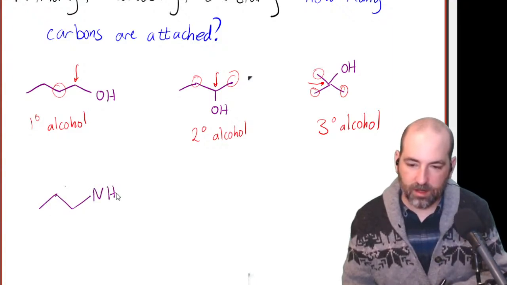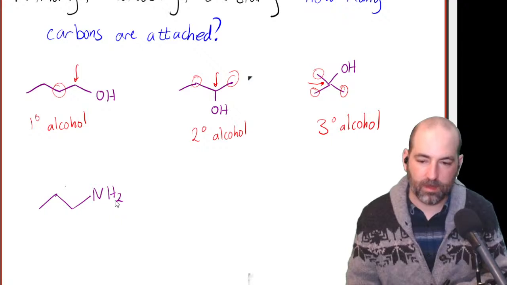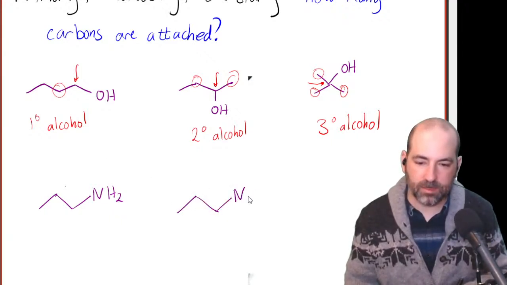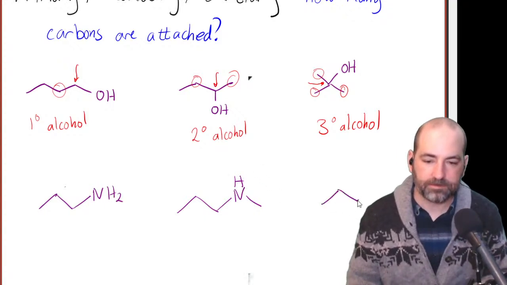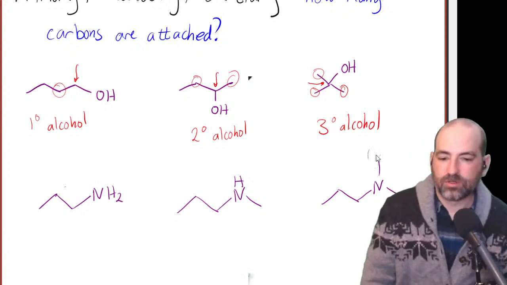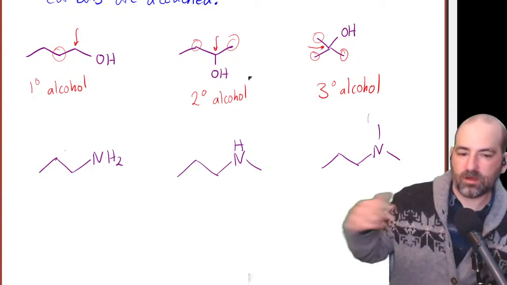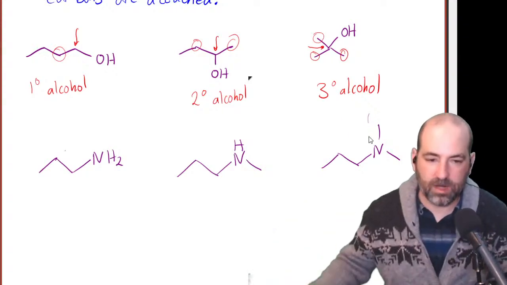So here's our primary amine. A secondary amine actually has 2 carbons coming directly off of the nitrogen. And a tertiary amine has 3 carbons coming off of the nitrogen. And I just drew like one, just a CH3 coming off here, but it could be some bigger chain or a ring or whatever.